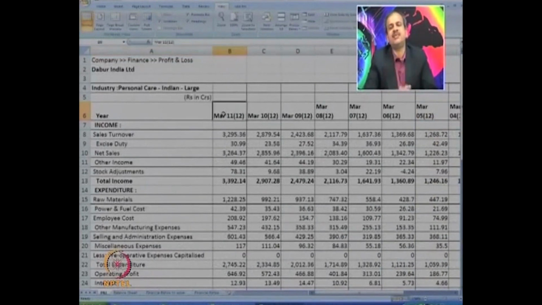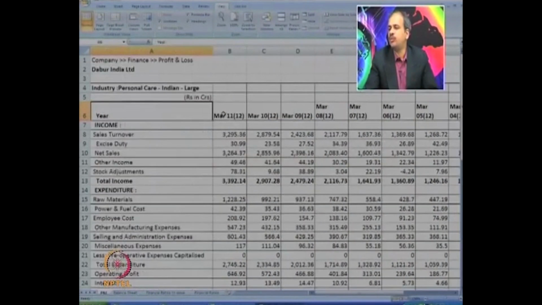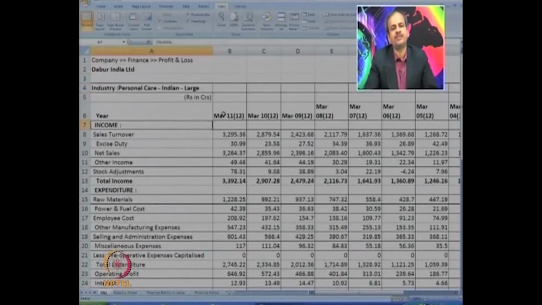For a better estimate, it is always better to take a longer time period of about 10 years. That is what has been done in this case, and based on that we will try to project the information. But before going for projections, let us try to calculate the ratios. Please have a look at their income statement.